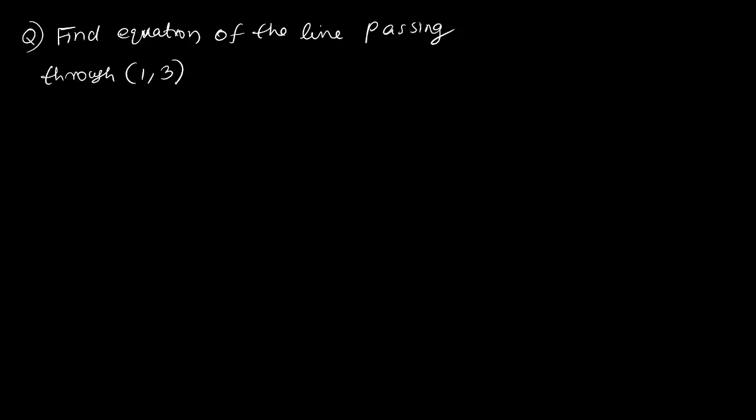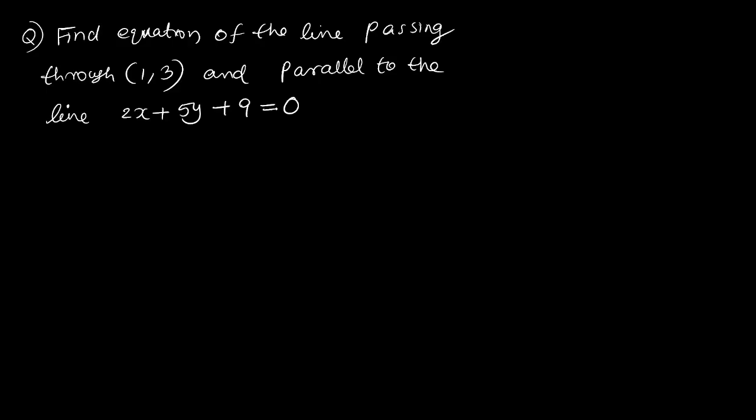Find the equation of the line passing through (1,3) and parallel to the line 2x plus 5y plus 9 equal to 0. This is the question.